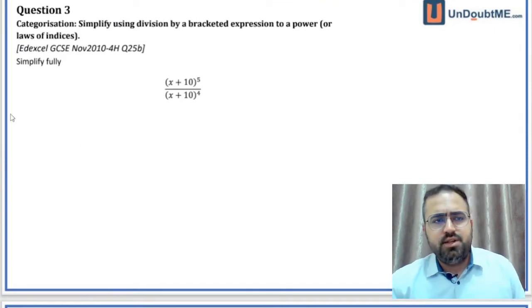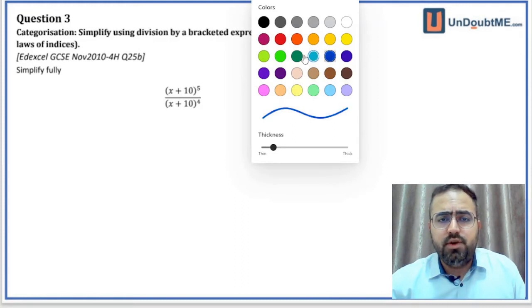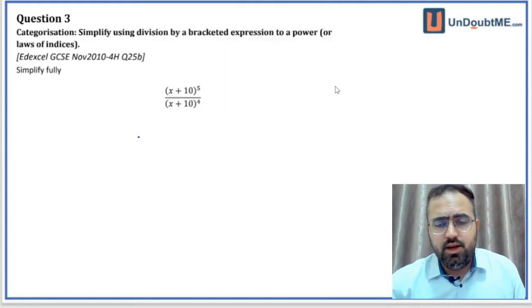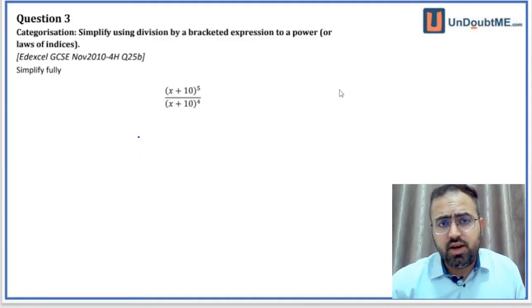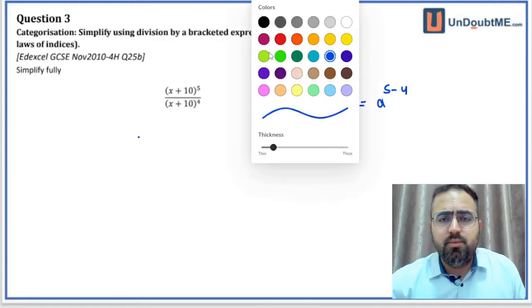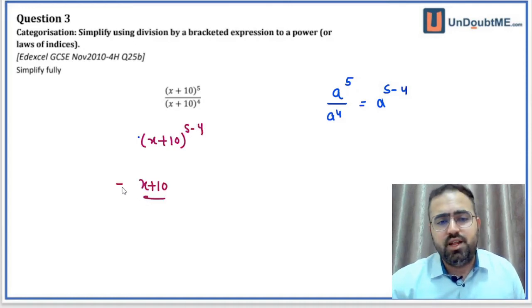Now in the next question, the one thing which you should observe is both numerator and denominator have base x plus 10. Just imagine that this x plus 10 is for the time being treated as a. So what do we have? We have a to the power 5 over a to the power 4, and I can very easily write it down as a to the power 5 minus 4. The same treatment will be given to this question. So it will be x plus 10 to the power 5 minus 4, and that will give me x plus 10 to the power 1 or x plus 10. This is the most simplified form, hence it's the answer.